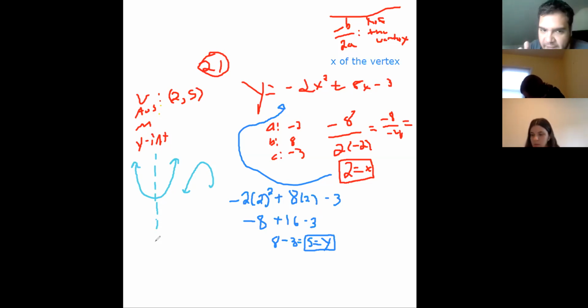But notice that the axis of symmetry is exactly at the vertex. So the axis of symmetry happens to always be the x of the vertex. It's always the x value. The x value in this vertex is 2, so the axis of symmetry is just 2.